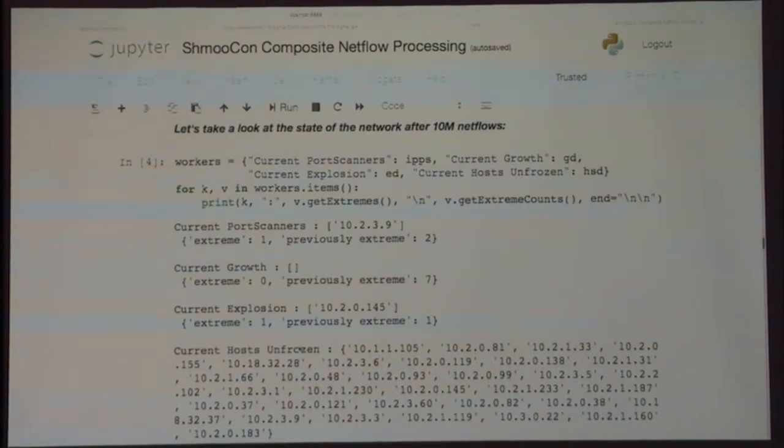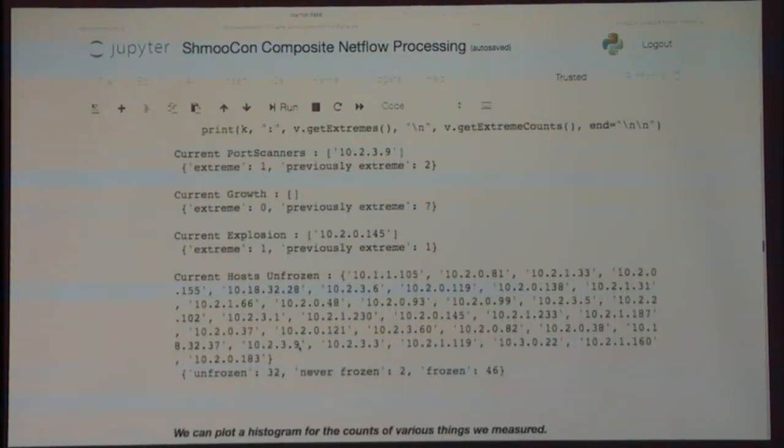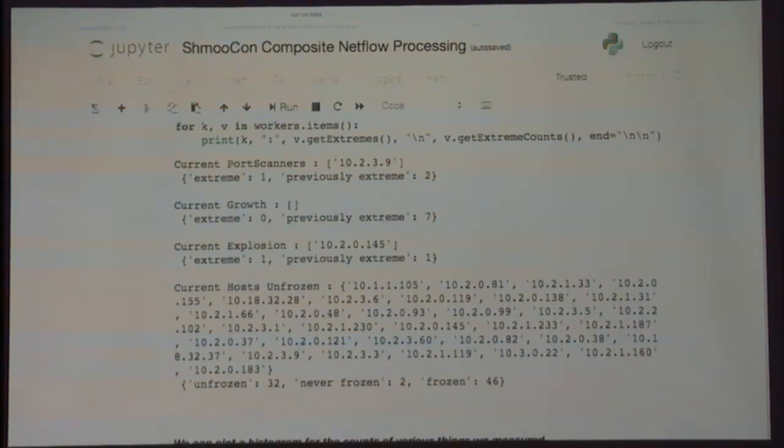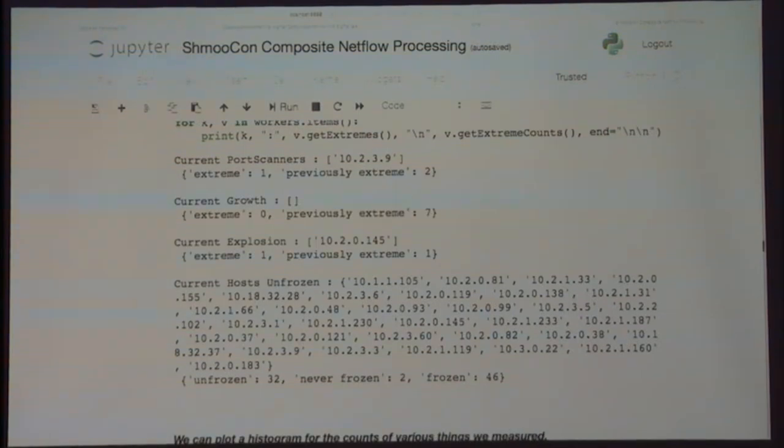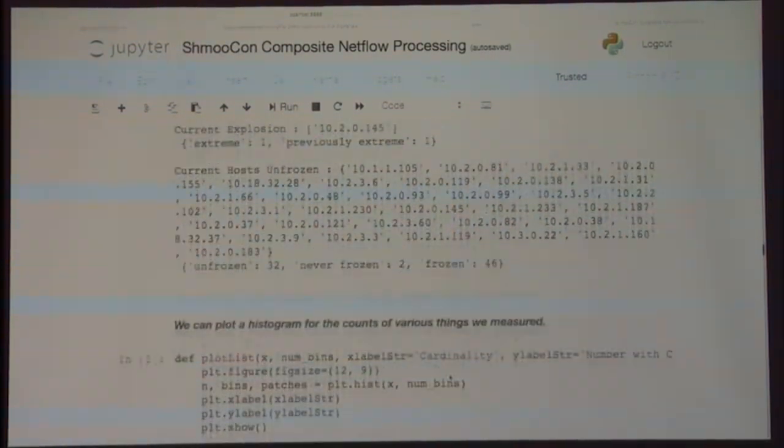And then at the end of everything, we collect what we know, which is that we see one machine that's currently looking like it's doing port scanning. Nothing that's undergoing a lot of growth right now. A few might have in the past. One thing that's currently exploding, and one previous. And then a fair number of hosts that are unfrozen, that were frozen in the past, and a fair number that are also frozen. And we can also do some plotting.